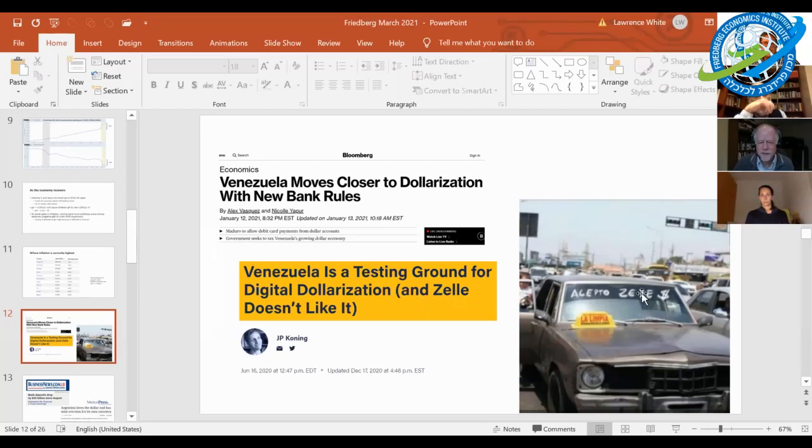The photo here is from Venezuela, where the taxi cab says, "We accept Zelle." That's how they pronounce it. So they've sort of glommed onto this system, although, as the headline says, Zelle is not too happy about it being used outside the country because they don't want to get in trouble with the regulators.